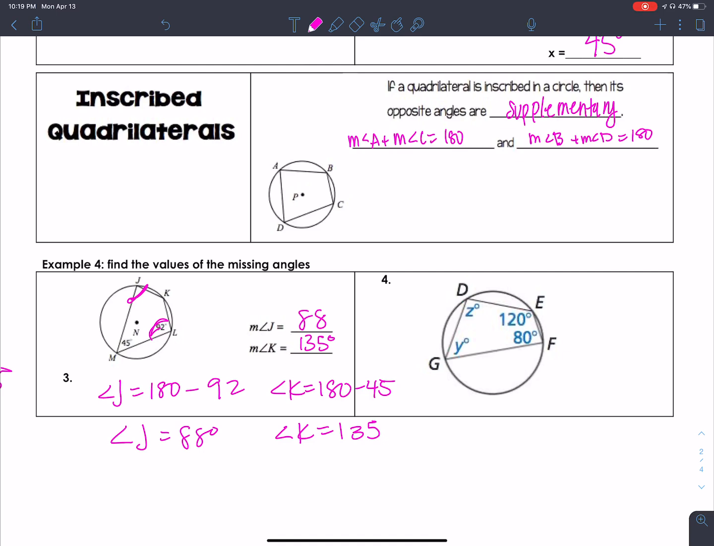Okay, for this one, again, opposite angles are supplementary. So y equals 180 minus 120. So y is 60. And z equals 180 minus 80. That gives me 100. Okay.